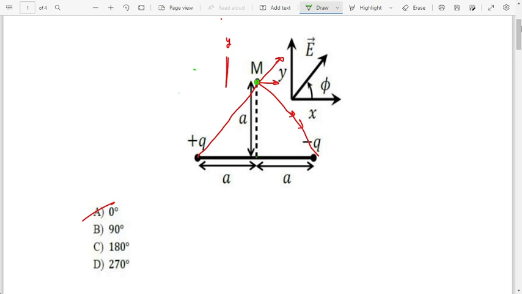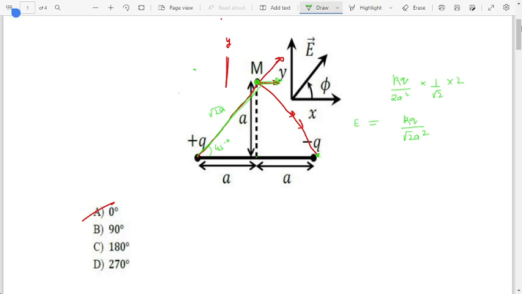The actual magnitude of the electric field at point M can be found if you write the electric field due to plus charge q. That will be kq by the distance squared, and the distance is root 2a, so 2a squared. The x component of this is cos 45, since this angle is 45 degrees, so this will be 1 by root 2. Similarly, the same will be the x component of the electric field due to minus charge q. So we have to multiply this by 2. Hence, the electric field becomes kq by root 2 times a squared. This is the actual magnitude of the electric field at point M.